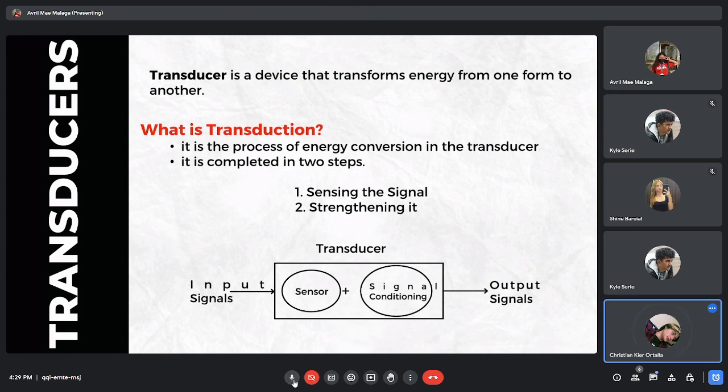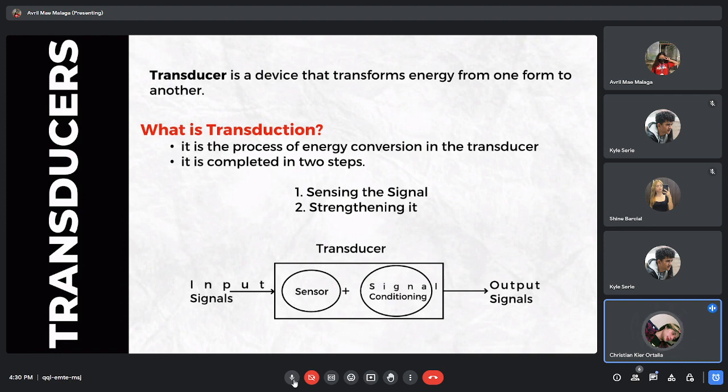Good day everyone. My name is Christian Ortaya. I'll be discussing transducer. A transducer is a device that transforms energy from one form to another. There are common examples of transducers, such as microphones, loudspeakers, thermometers, pressure sensors, and antennas.